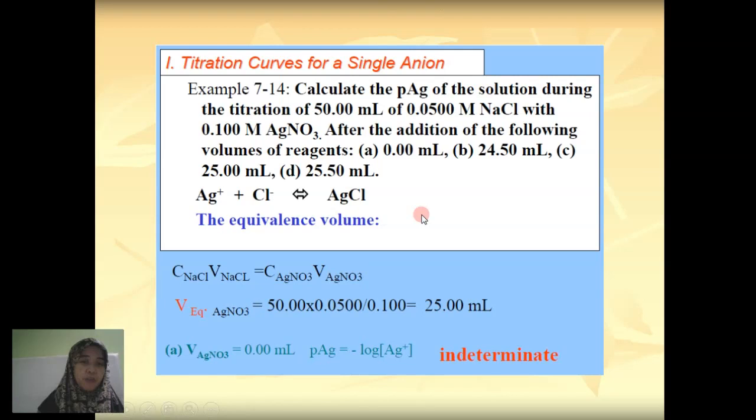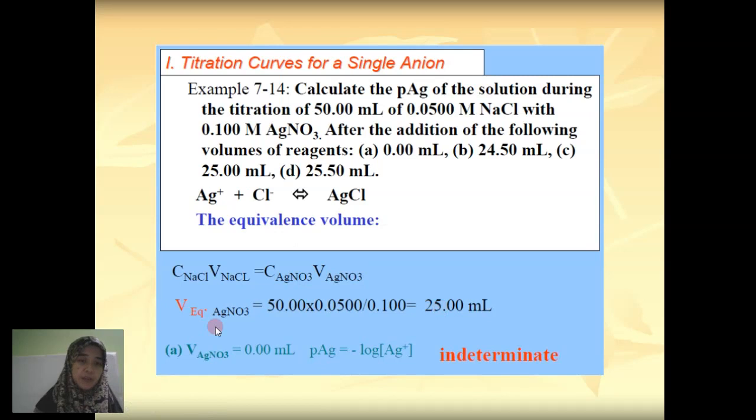First of all, I suggest you determine the equivalent point. How to do that? First of all, write the stoichiometry reaction, balance it, and you will find that the equivalent point is at 25 ml.